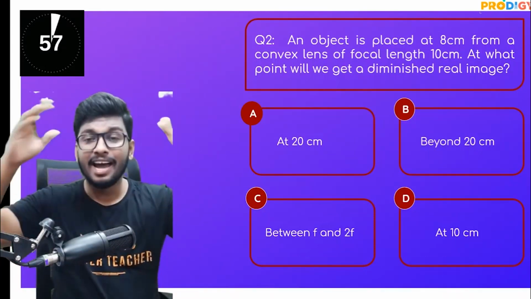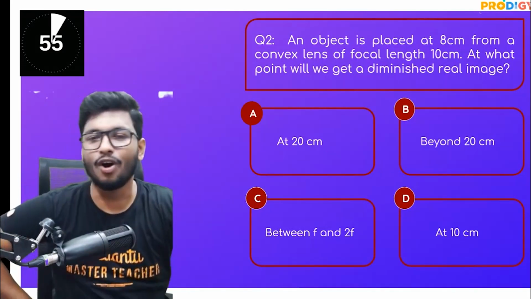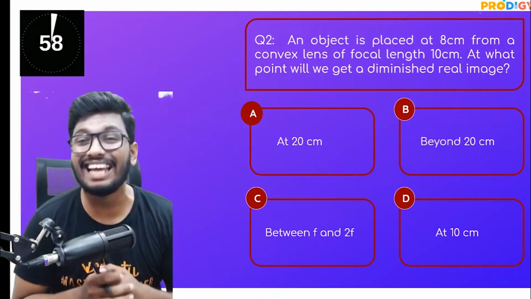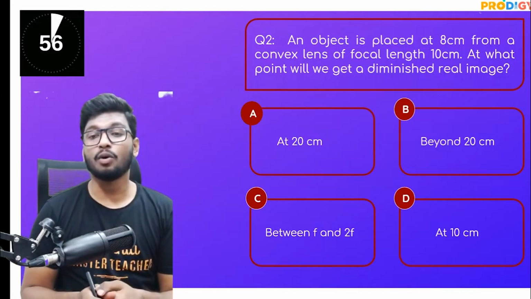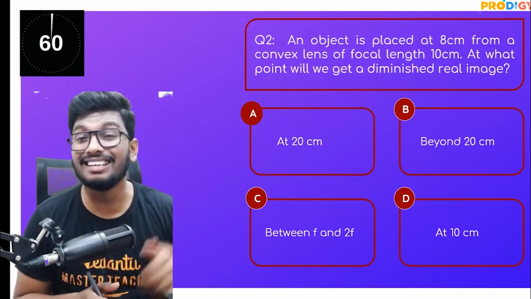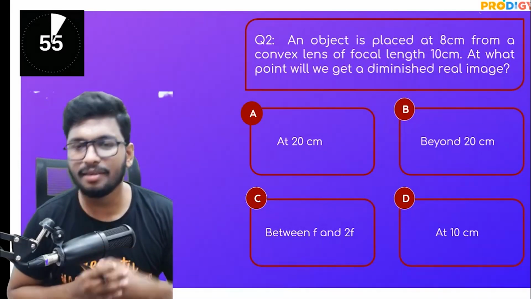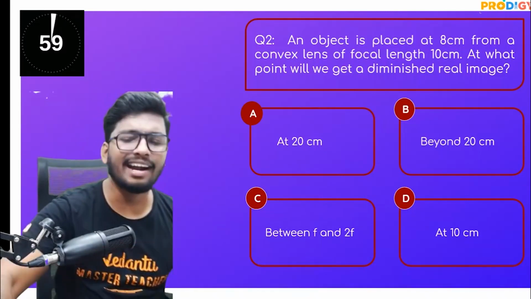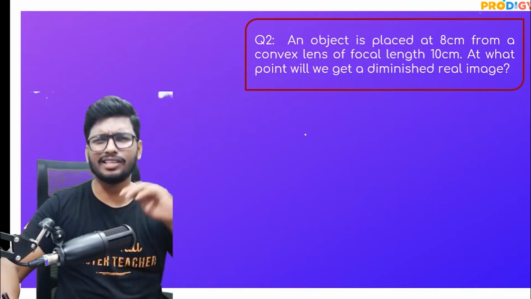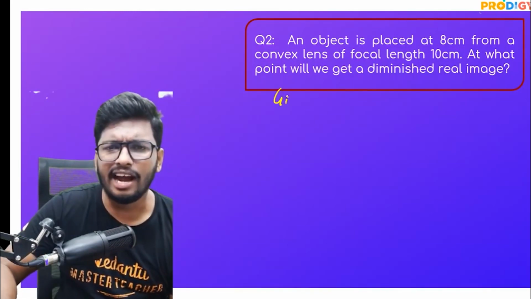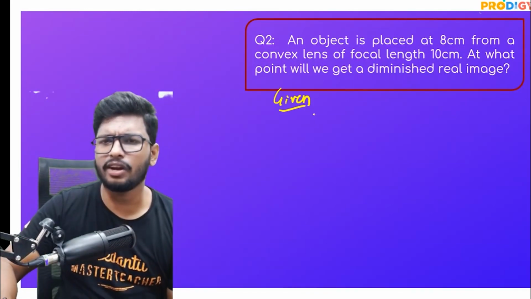So here's another one. An object is placed at 8 centimeter from a convex lens of focal length 10 centimeter. At what point will we get a diminished real image? Options are at 20 centimeter, beyond 20 centimeter, between F and 2F, or at 10 centimeter. Let's try to solve this question very quickly, guys. Once again, write down the given data first. That is the first step that you're supposed to do.